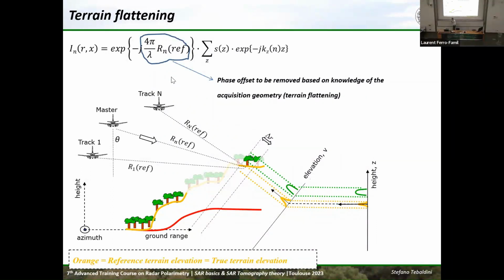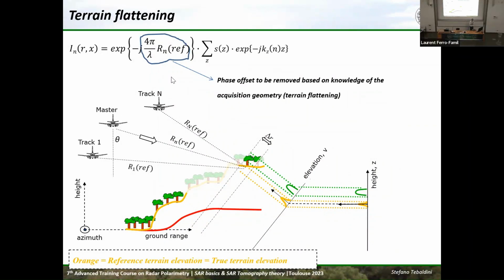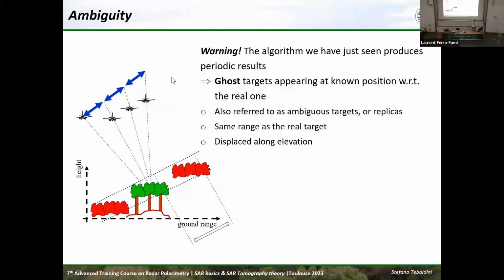Now, let me tell you that for the case of a dense forested area, the true terrain elevation is not known a priori. We just don't know it, and it will be a task for the Biomass mission to tell the true terrain elevation below the forest, everywhere in densely forested areas. This is, by the way, something that we are about to start working on with Laurent and with DLR. So probably at the next advanced course, we will know better where terrain elevation is in tropical forest. Now, the last argument of today is about ambiguity.